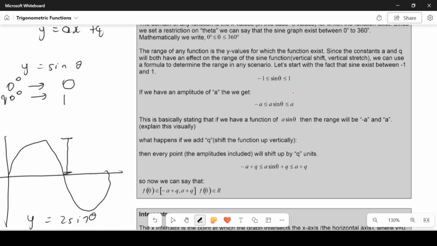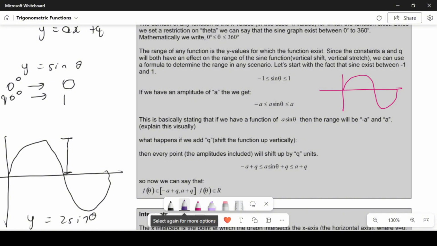So if I add a, then I will have to multiply by a. Let me show you this visually. This is the normal function, right? If I multiply by a now, it's going to do this, isn't it? So now the range will no longer be between 1 and -1. Now it will be between what? Think about it. Between a and -a. Can you see that? So this is what we're doing.